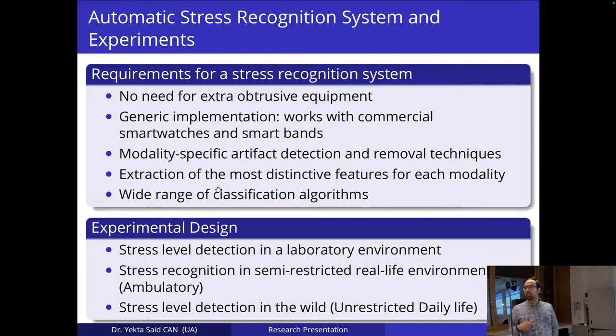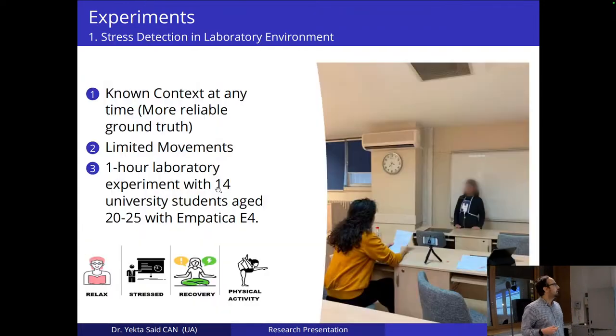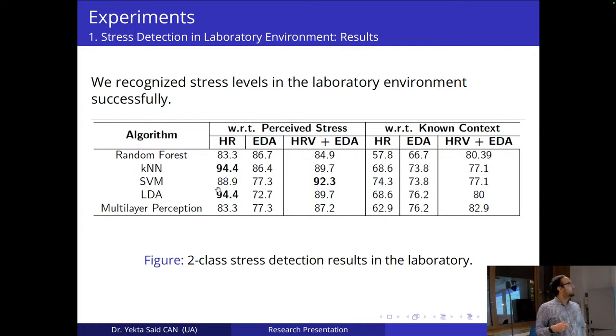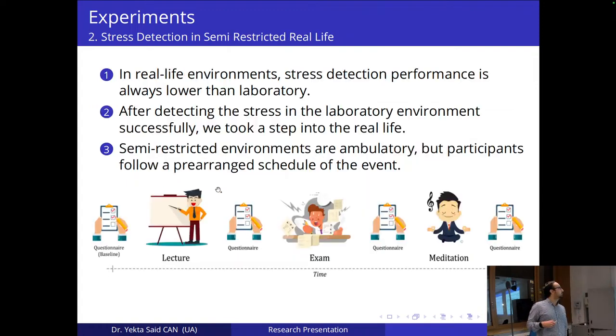After we develop such a system, we need to test this in different experimental settings. The first setting is the laboratory. In the laboratory, we know the context at any time. We have more reliable ground truth. Movements of the subjects are limited. And in a 1 hour laboratory experiment with, for example, 14 university students, we were able to recognize stress levels successfully in the laboratory environment. As you can see, we have around 95% accuracy for 2-class stress detection result.